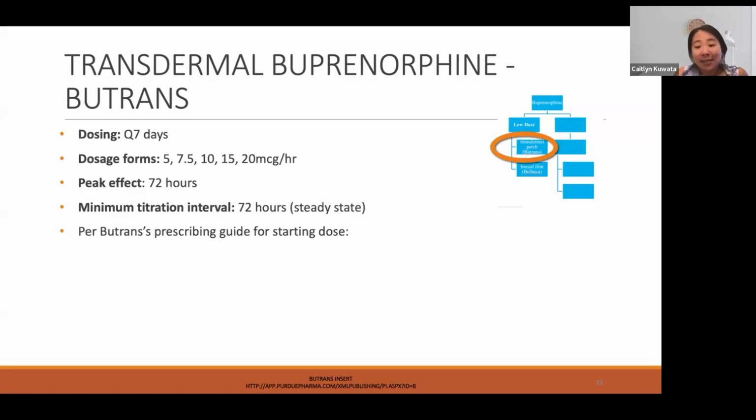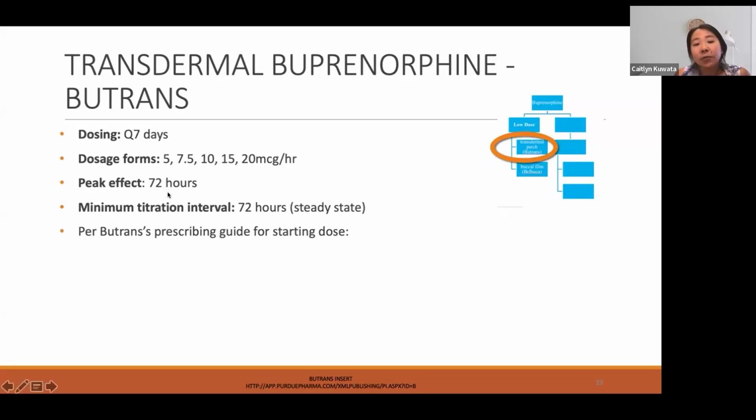It's dosed every 7 days, which is very convenient for patients and caregivers. The lowest dose is 5 micrograms per hour, and the highest dose in the United States is 20 micrograms per hour. This was due to some earlier studies that showed that higher doses of the patch potentially could cause QTc prolonging. Outside the US, they do higher formulations.